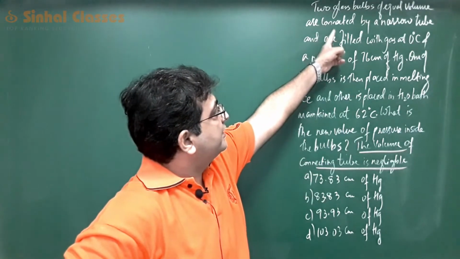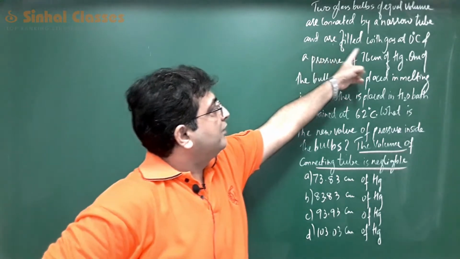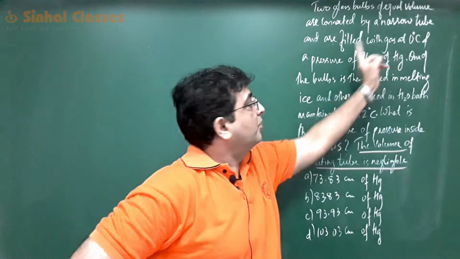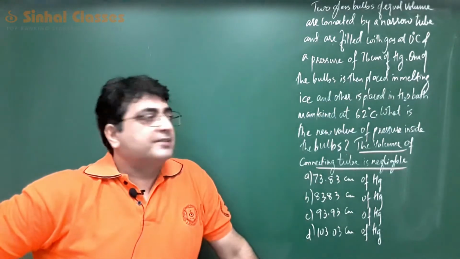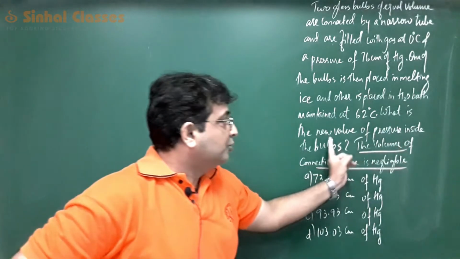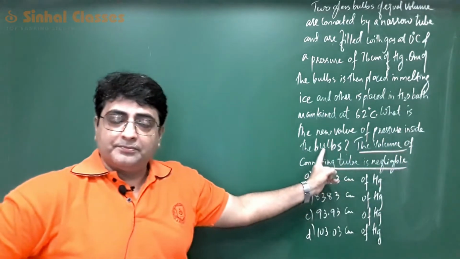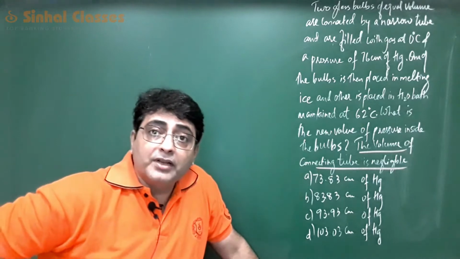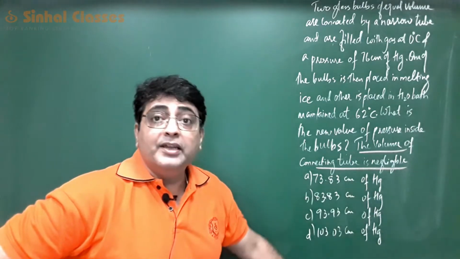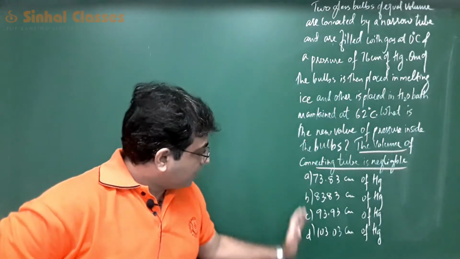So the two glass bulbs of equal volume are connected by a narrow tube and are filled with gas. At what temperature? 0. And what exactly the pressure is? 76 centimeters of mercury. Now what's the question asked? What is the new value of the pressure inside the bulbs, considering the volume of the connecting tube to be negligible? Now look at the options.